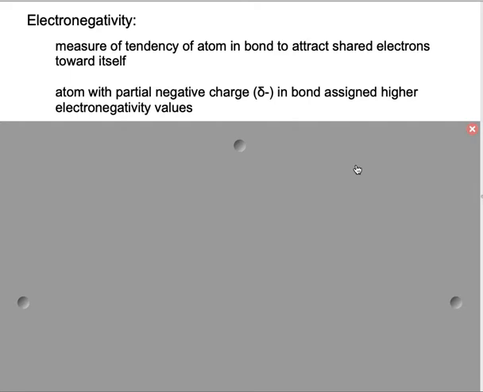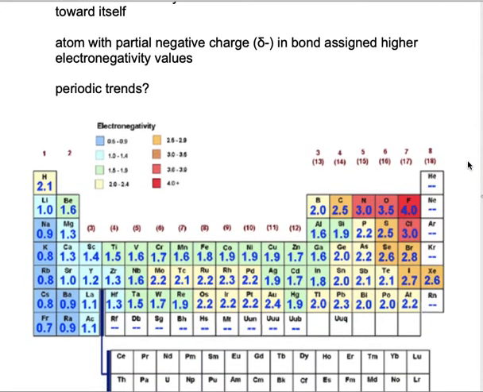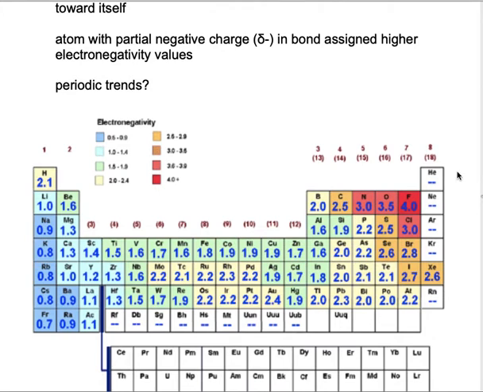We come up with electronegativity values by assigning the atom with a partial negative charge a higher electronegativity value. Let's look and see at some periodic trends. On this periodic table, we can see that the most electronegative element, fluorine, with a value of 4.0 is in the upper right-hand corner. The least electronegative element, francium, with a value of 0.7 is in the lower left-hand corner.